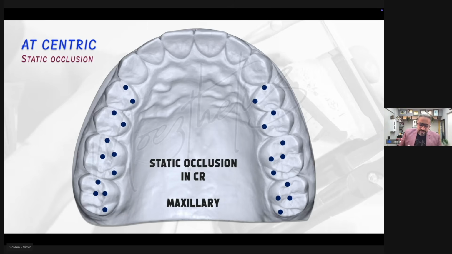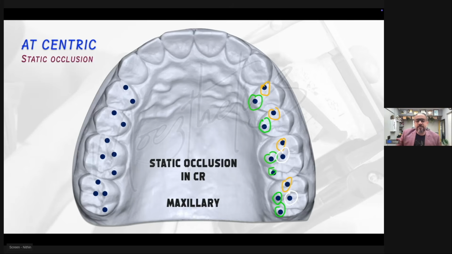So which are the contacts on the cusp tips? These contacts right here. These are your functional cusp tip contacts. These are your marginal ridge contacts. And these are your central fossa contacts. Now, oh wow, that actually turned out to be the colors of the India flag. Wasn't going for that, but it did happen.